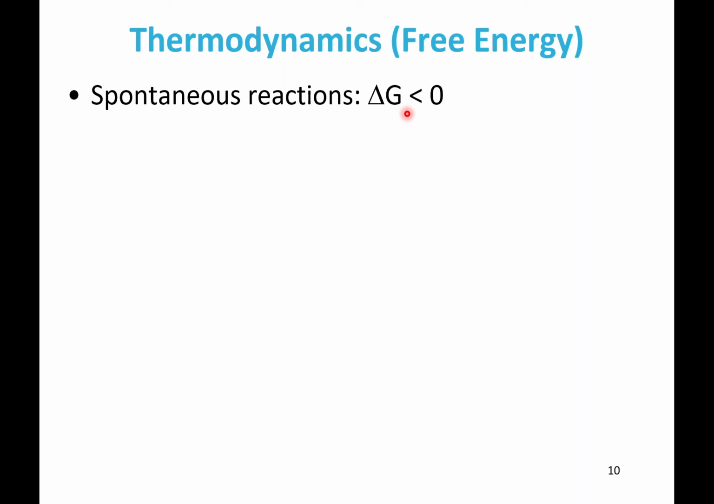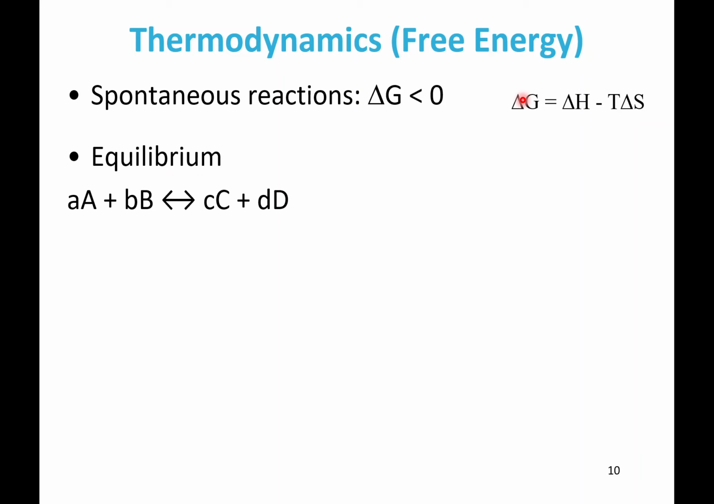Remember from thermodynamics that delta G has to be less than 0 for a spontaneous reaction. You also have this equation, which hopefully looks familiar: delta G equals delta H, the enthalpy, minus temperature times delta S, the entropy change. So for a given process or reaction, the change in Gibbs free energy equals the change in enthalpy minus temperature times the change in entropy. And that has to be negative for a spontaneous process.